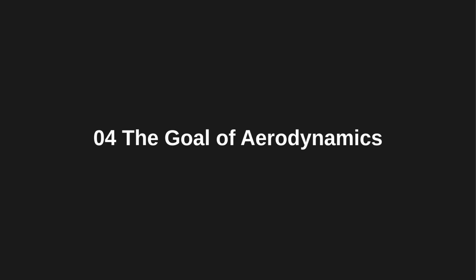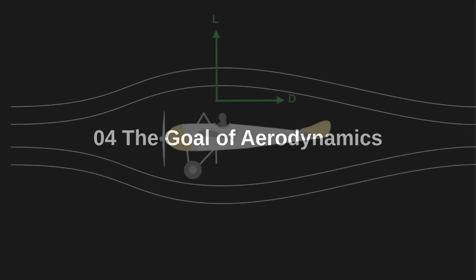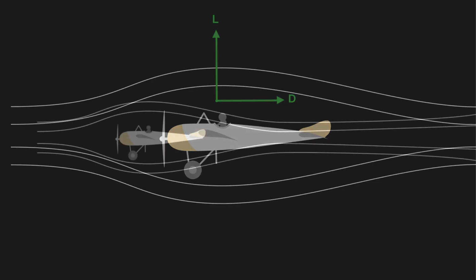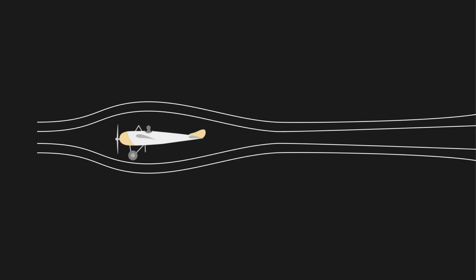The main goal of aerodynamics is simple. We want to predict the aerodynamic force, that is, lift and drag. But what can we say about these forces without knowing all the details of the airflow around the airplane? Let's make some simple assumptions. The plane is flying straight and steady. The air around the plane stretches out to infinity and is undisturbed far away.